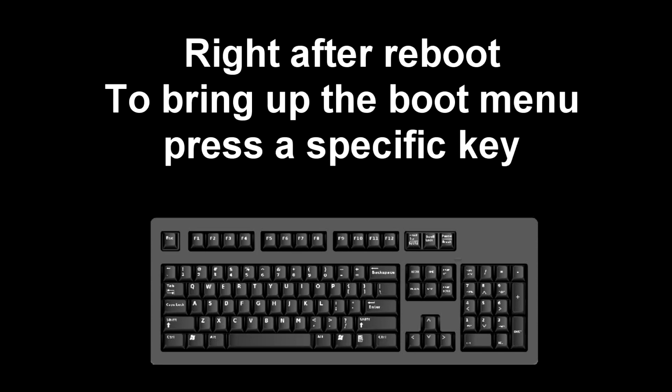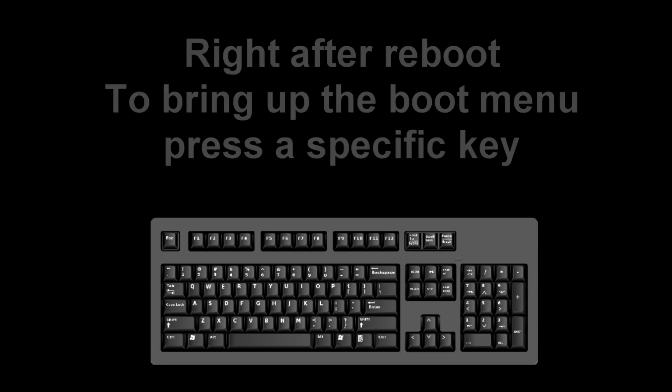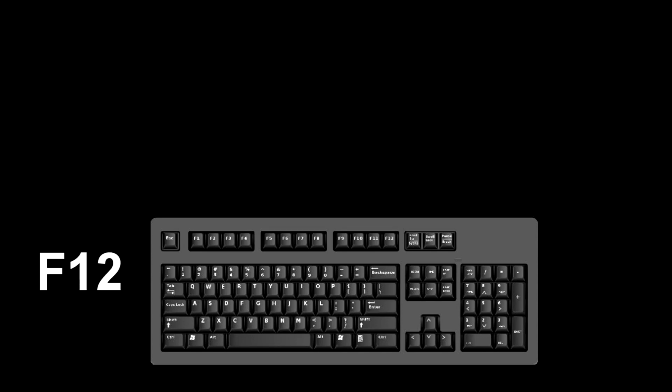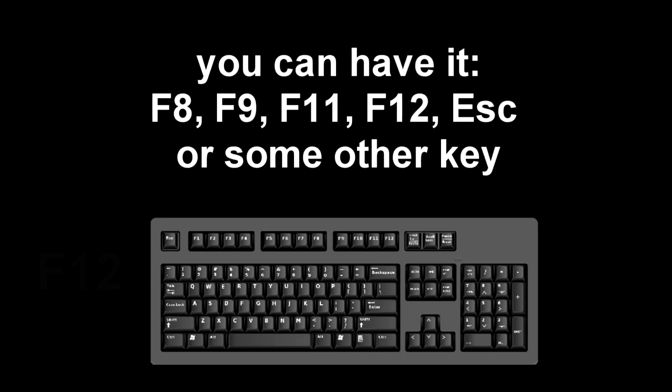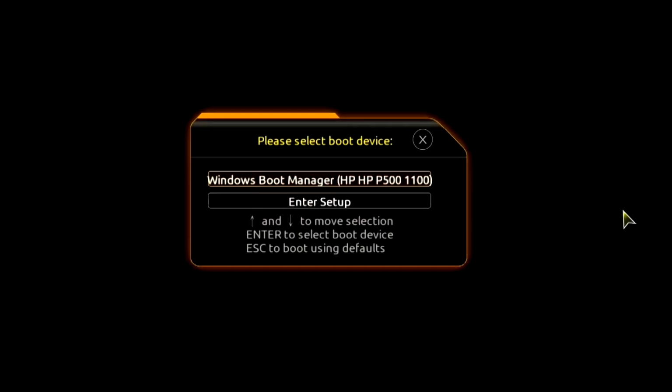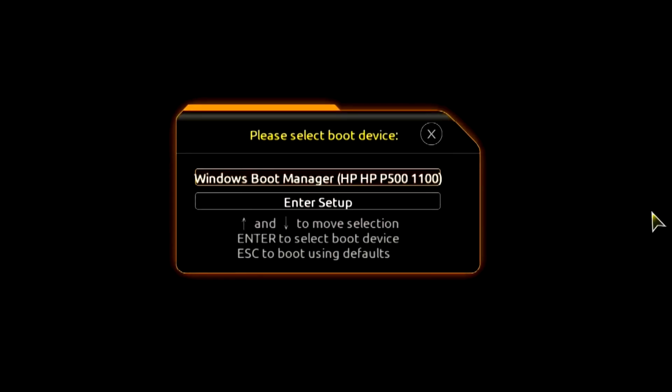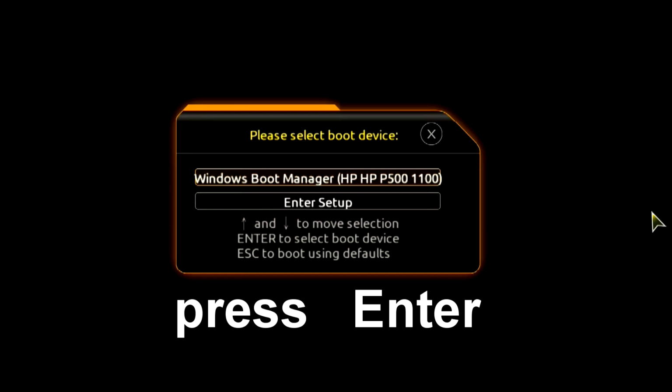Immediately after the start of the reboot, continuously press a certain key on the keyboard to bring up the boot menu. I press the F12 key. For you it could be F8, F9, F11, F12, or some other key. There is no single standard and different computers may have different keys to call the boot menu. Find your bootable USB flash drive in the boot menu, press Enter.